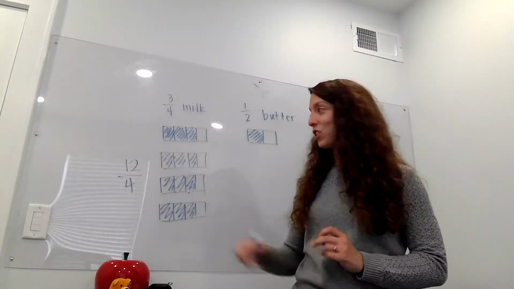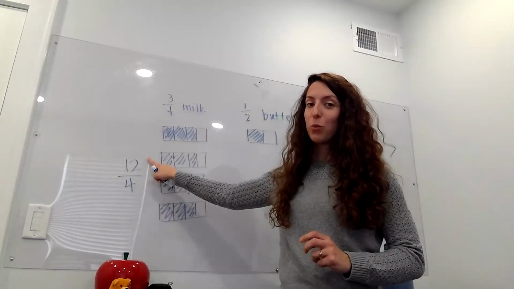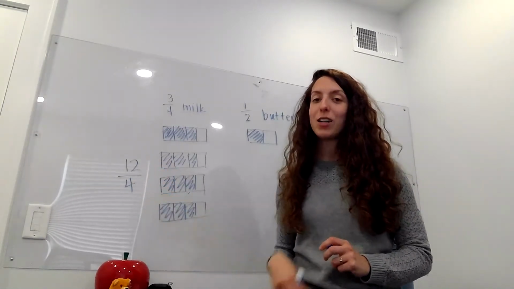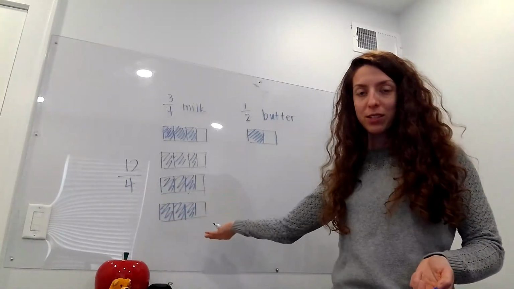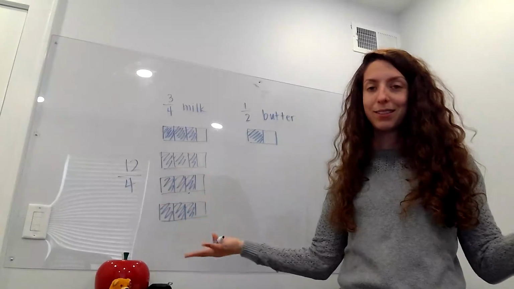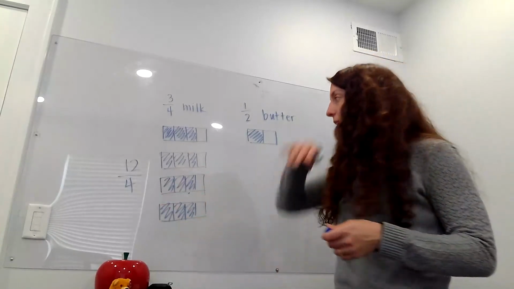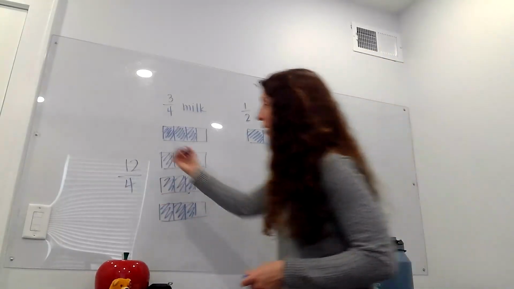it's strange because 12 is larger than 4. So when the numerator is bigger than the denominator, it's called an improper fraction. And that's totally fine. It just means I have 12 fourths. I have lots of wholes, basically. And I just cut them up into 4 pieces. So this is called an improper fraction.